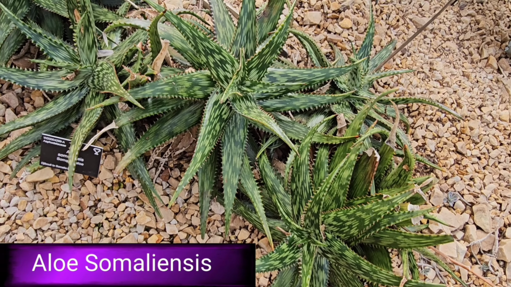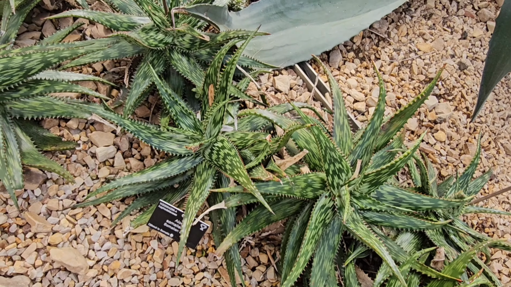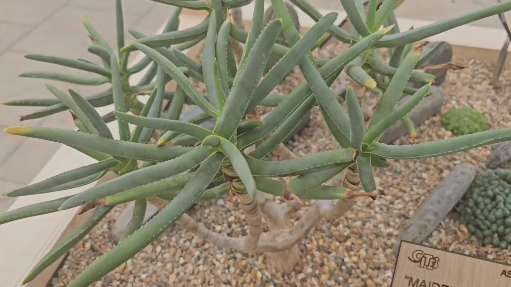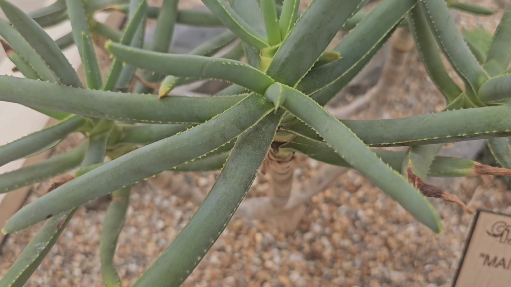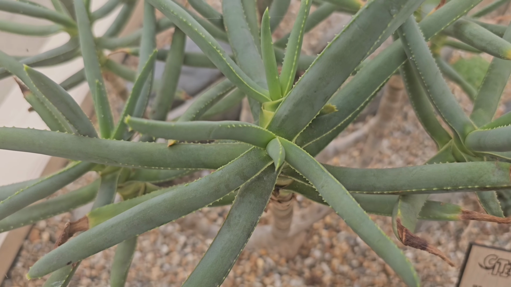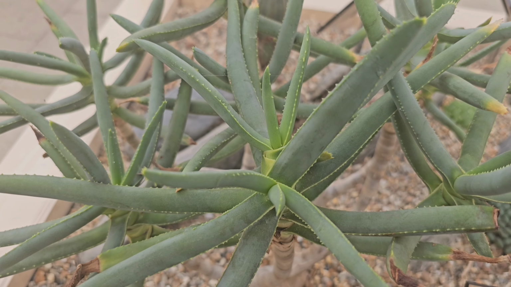Conservation efforts include seed banks, protected reserves, and cultivation programs. Botanical gardens play a key role in preserving rare species. As growers, we can help by sourcing plants ethically, avoiding wild collected specimens, and supporting organisations that protect aloe habitats.